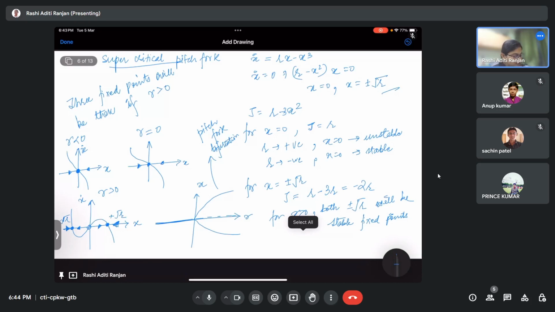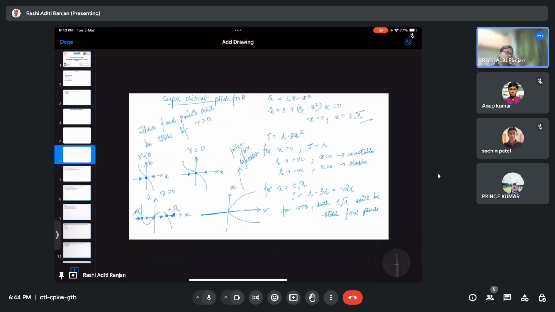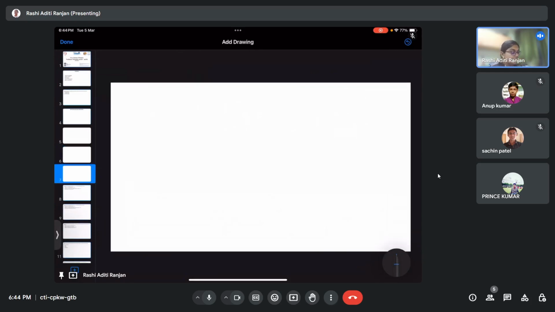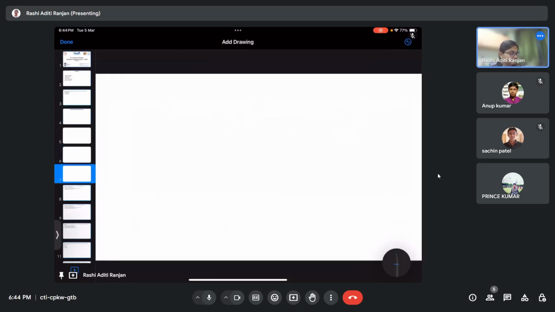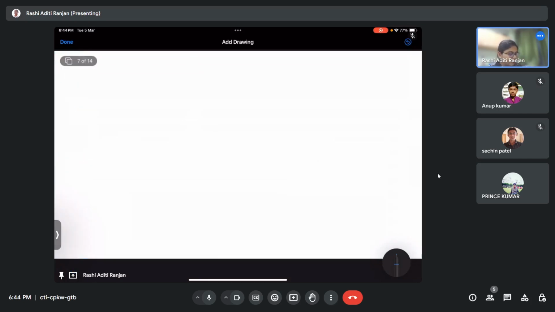so your subcritical pitchfork bifurcation is somewhat similar to that of a supercritical. The only variation is in the plus and minus. So in supercritical, you were having a minus sign. Now in case of a subcritical, you are going to have a plus sign. Your x dot will be equal to rx plus x cube. So from this, you can intuitively see what is going to happen.